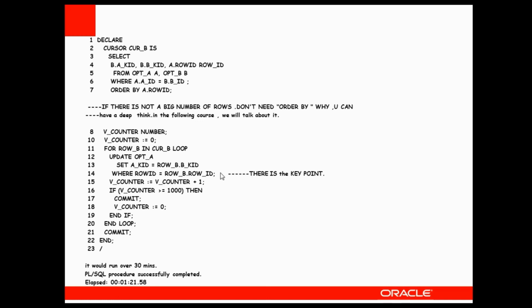Do you feel different? If there is no big number of rows, you don't need ORDER BY. Why? You can think deeply about it; in the following course we will talk about it. This is a key point. Let A's rowid equal B table's rowid.